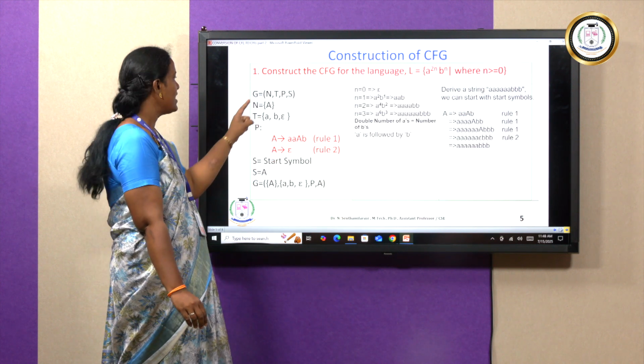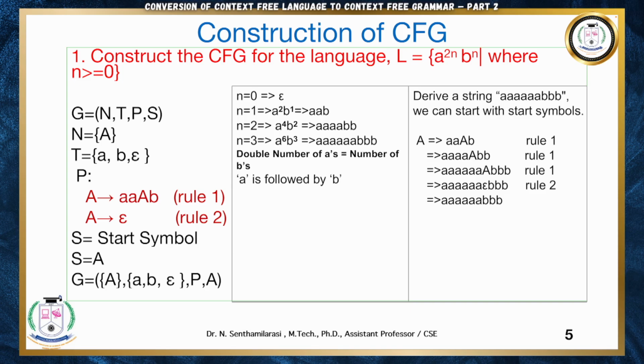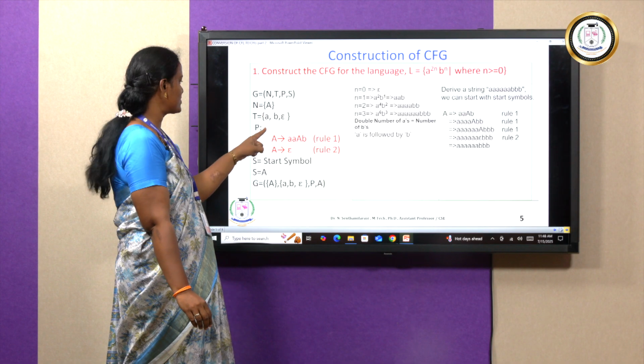What is my grammar? N, T, P, S. N is nothing but the capital letters. What capital letters are there in the production rules? I need to write them over here. So capital A.